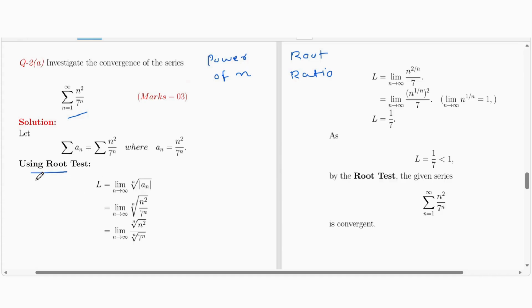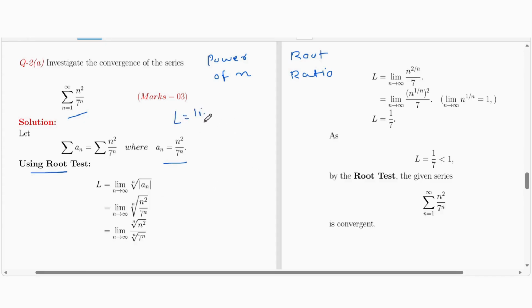Now, first step. This is the given series, summation of n square upon 7 raised to n, where an is n square upon 7 raised to n. An means nth term. So an is n square upon 7 raised to n. Now apply the root test.